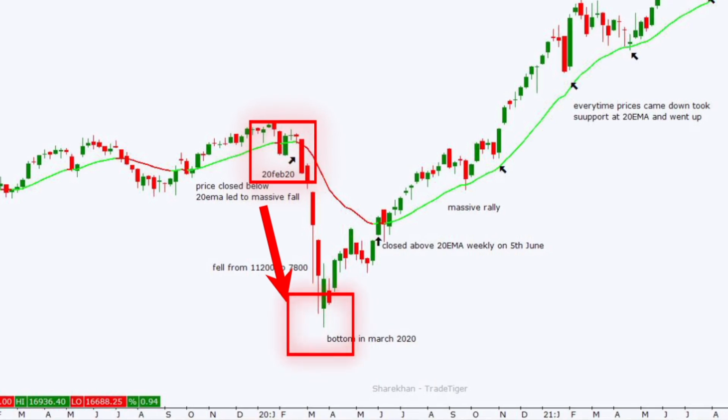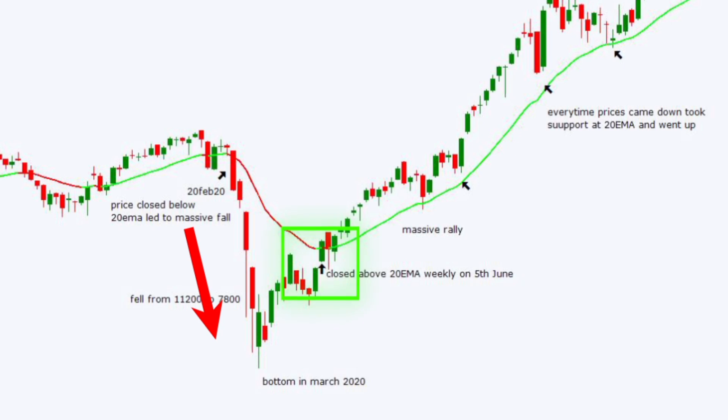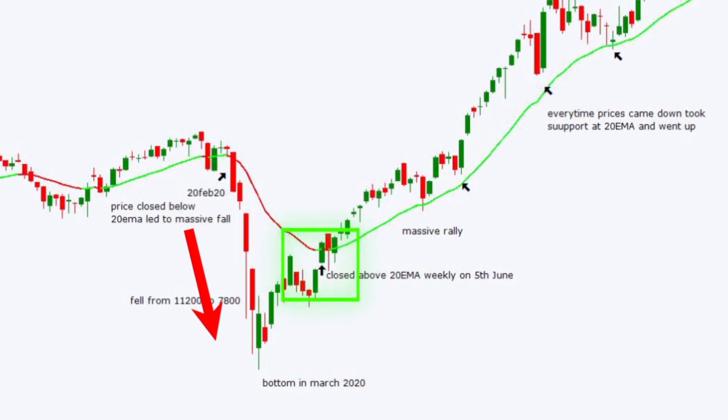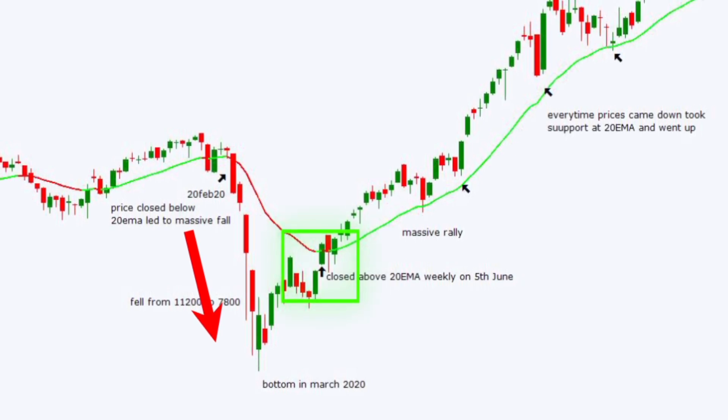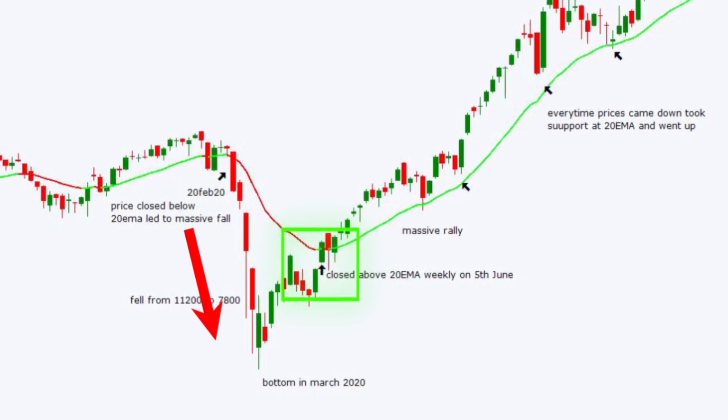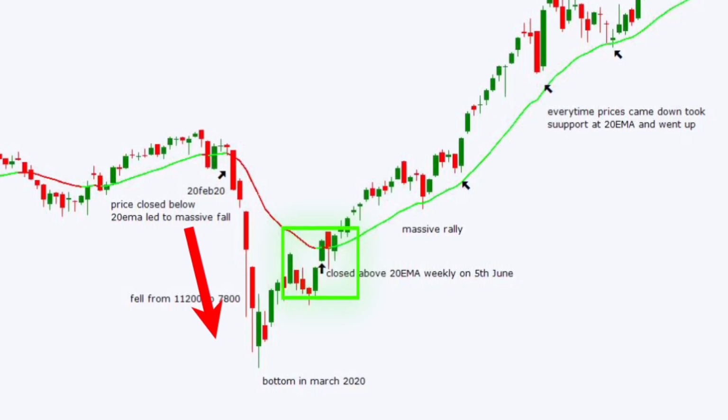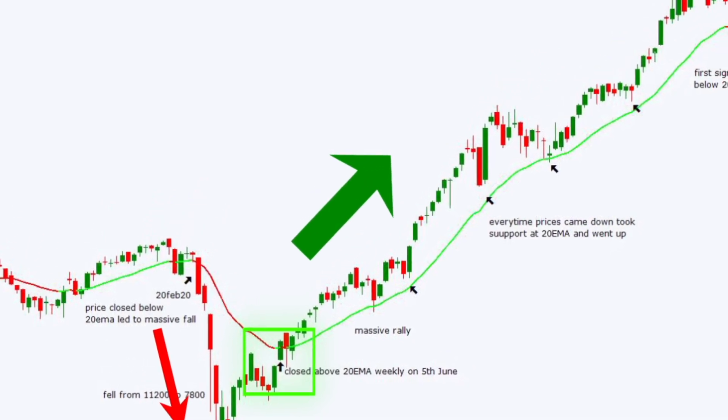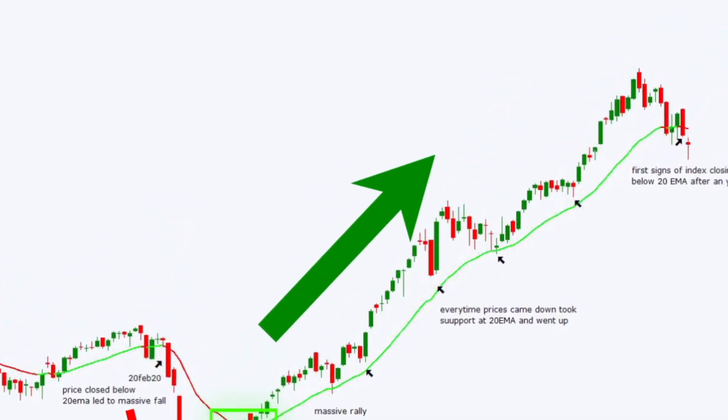Post that, we had a strong bounce back and for the very first time, we had Nifty closing above the 20 exponential moving average on 5th of June 2020. Just look at the price chart once Nifty closed above the 20 EMA on 5th of June. We had a one-sided rally in the market and every time the market fell down, it nicely took support at the 20 moving average and went back up again. This continued till 20th October 2021.